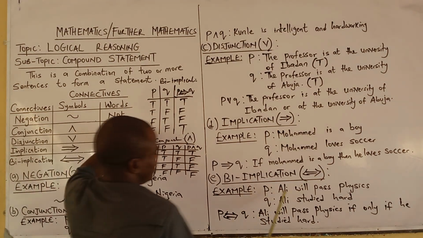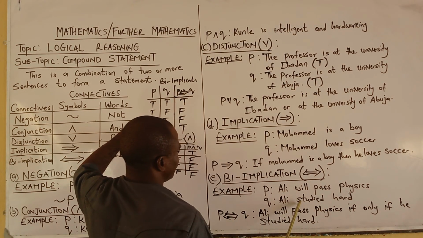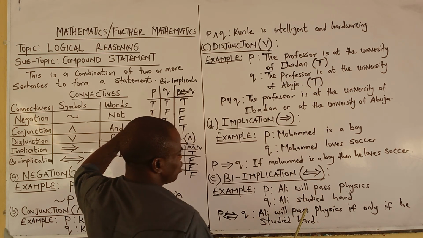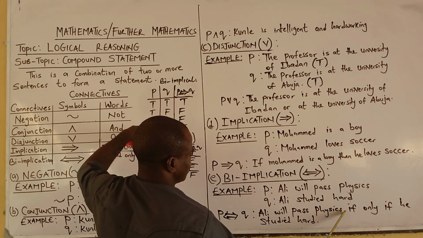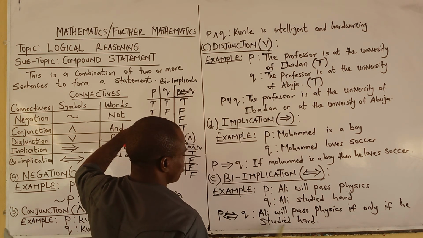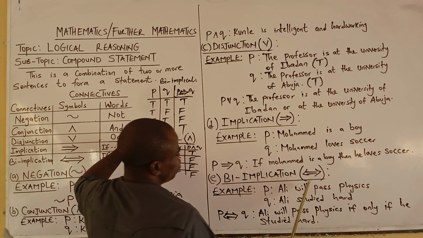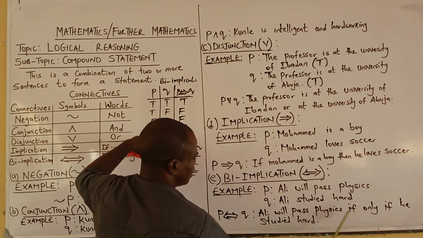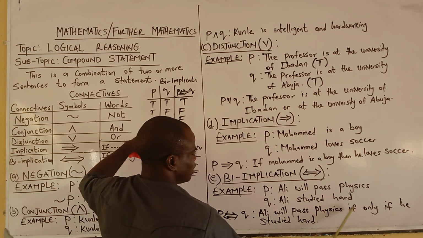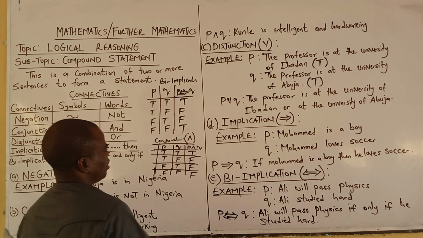The same thing, Ali will not pass physics. Ali studied art. Now let's make it a statement. Ali will not pass physics if and only if he studied art. It contradicts, which is false. Now let's see. Ali will not pass physics. Ali did not study art. Okay, yes. If he did not study art, he will not pass physics. Ali will not pass physics if and only if he did not study art. False, false. It is true. Okay.